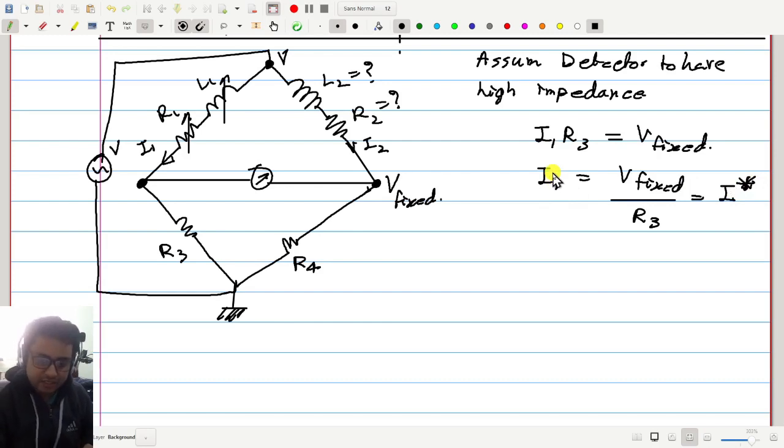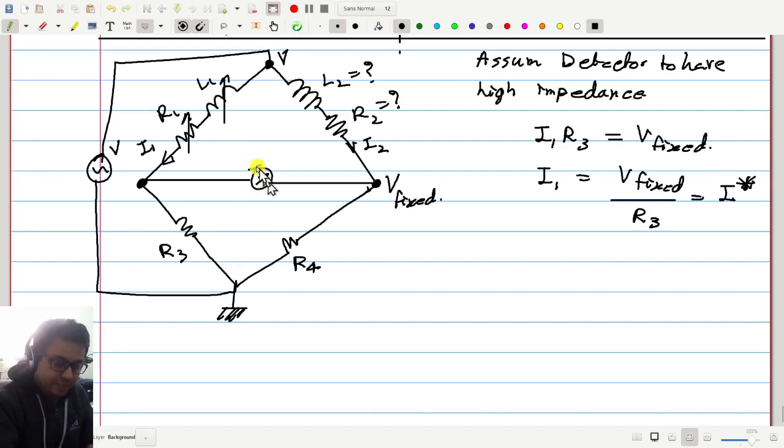That means the value of I for which we will get balance. Okay. Now let us see how I1... Sir, why is one terminal of the detector at fixed voltage? That is because we are assuming the detector to have a very high impedance, the ideal case. This is to make our analysis simple, because we do not want to focus on too many things.